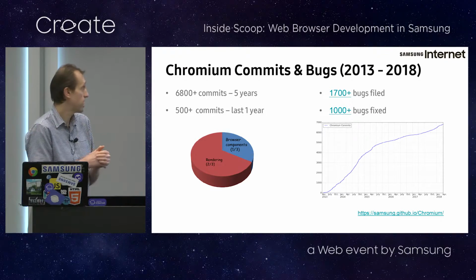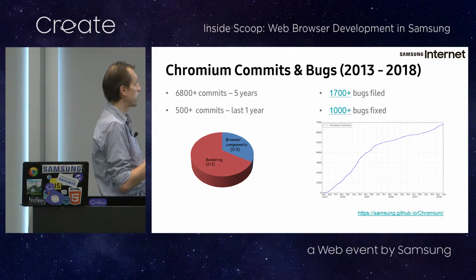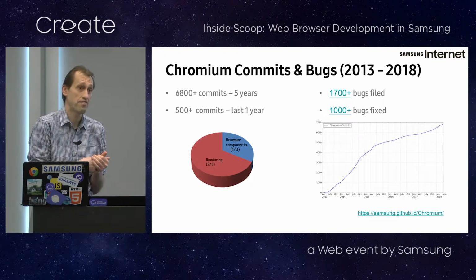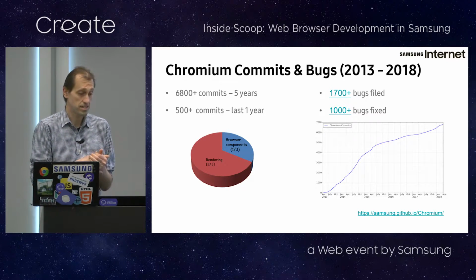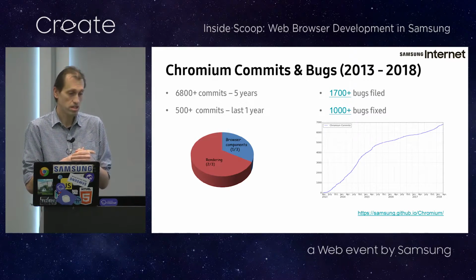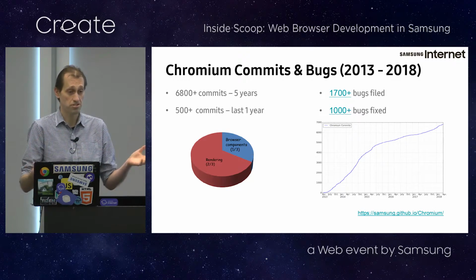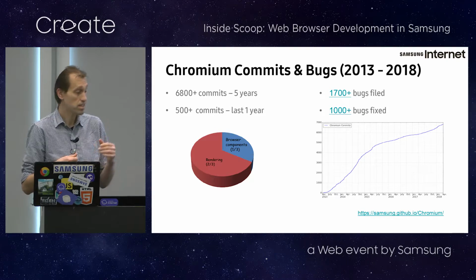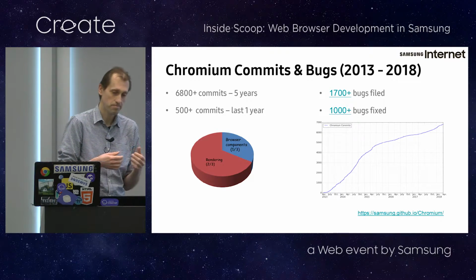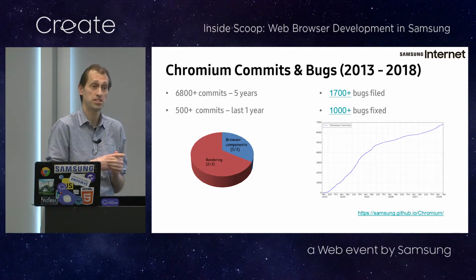A little bit more about our contribution to Chromium in terms of numbers. Over the course of 5 years, we made close to 7,000 commits. And again, this is landed. This is in the code. So if you use Chrome on Windows, or if you're using Chrome right now, you are running that Samsung code because it's in there. This rate is roughly about 500 commits a day.